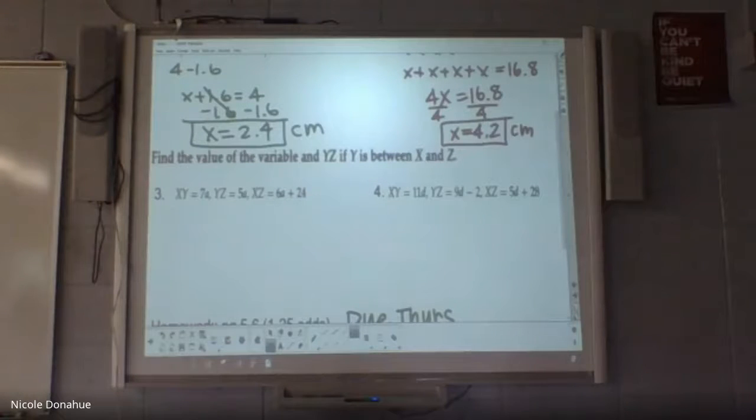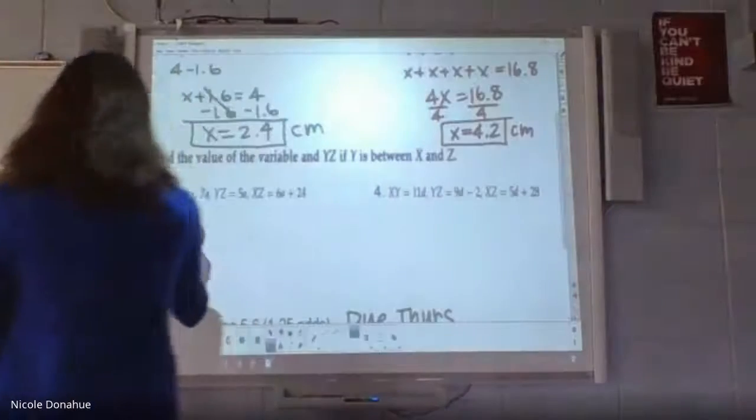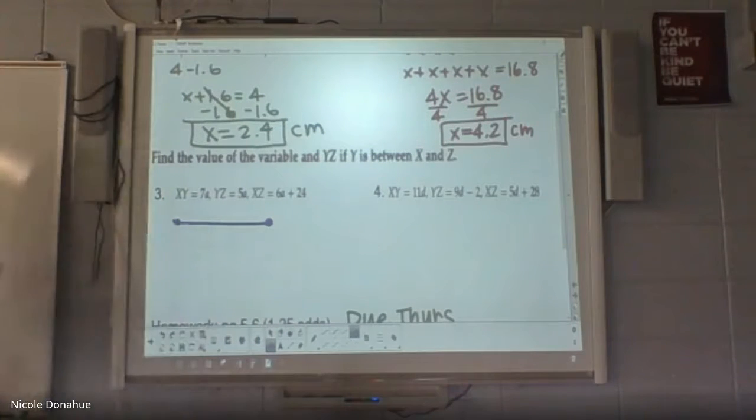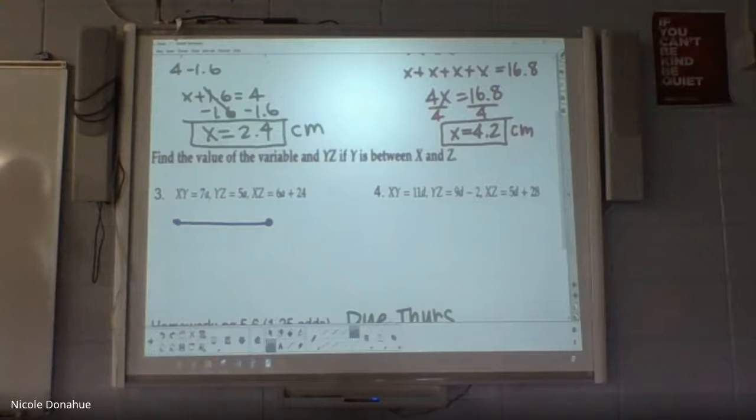A line. How many dots should be on the line? I have 2 right now. How many dots should be on the line? 3.